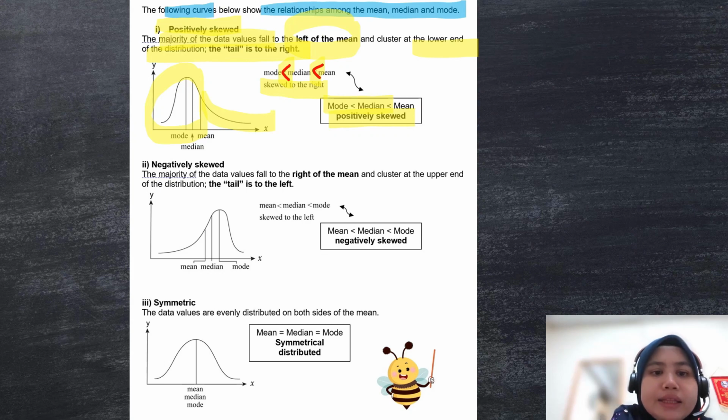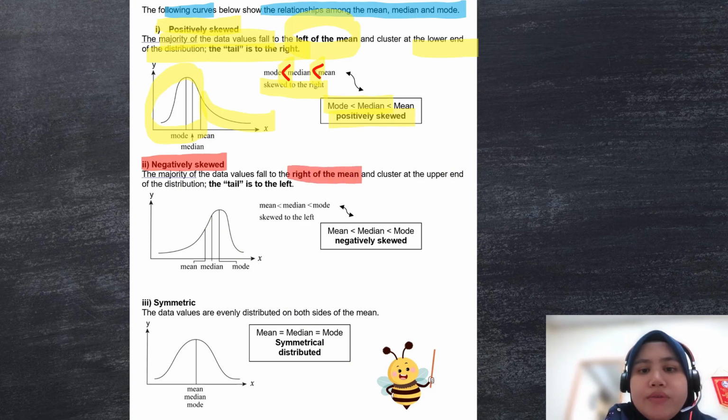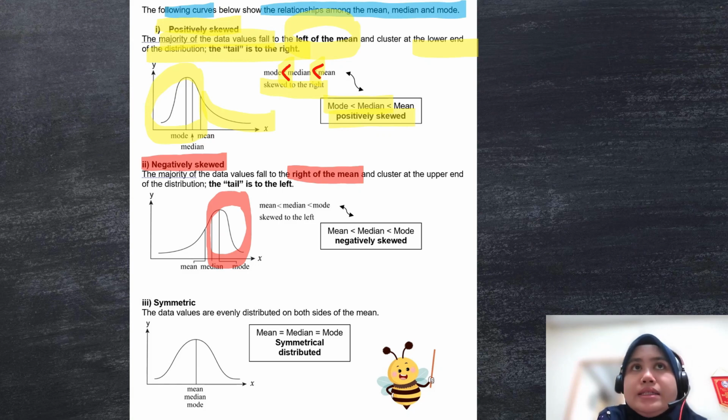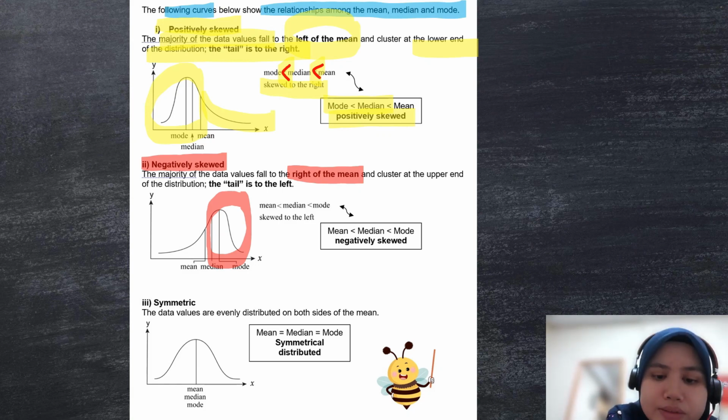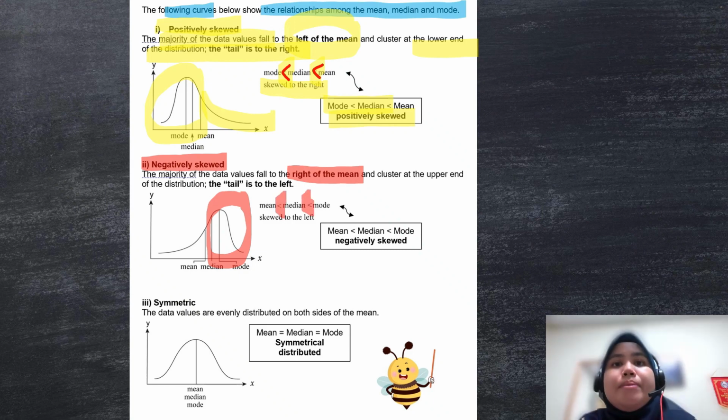Next one, what do we have? Here, negatively skewed. What is negatively skewed? Negatively skewed is when the majority of your data values fall to the right of the mean. Right of the mean means it is greater. Your mode is greater than median, and median is greater than your mean.